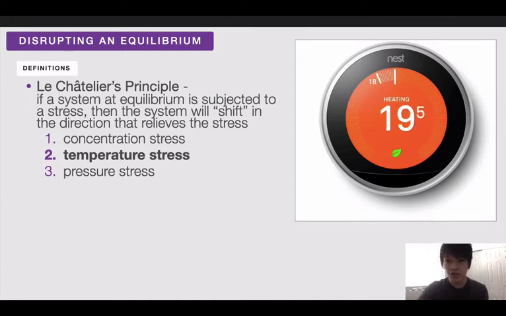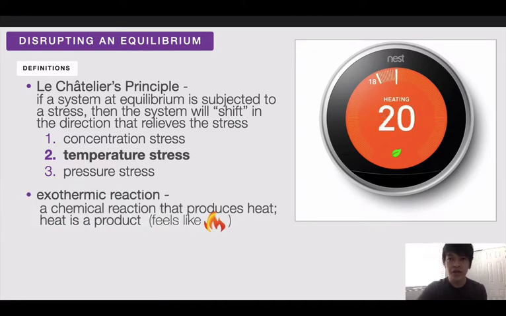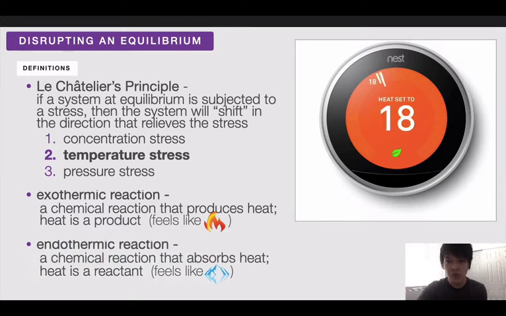Before we look at temperature stresses, I just want to introduce two terms since we are talking about temperature in this video. The first term is exothermic reactions. These are chemical reactions that produce heat, meaning that heat is a product. Exothermic reactions are the ones that tend to feel hot to the touch. The second term is endothermic reactions. These chemical reactions are ones that absorb heat. This means that heat must be a reactant. Endothermic reactions will feel cold to the touch.